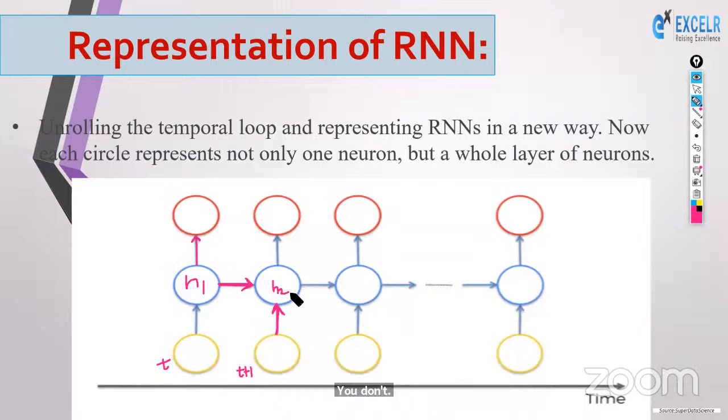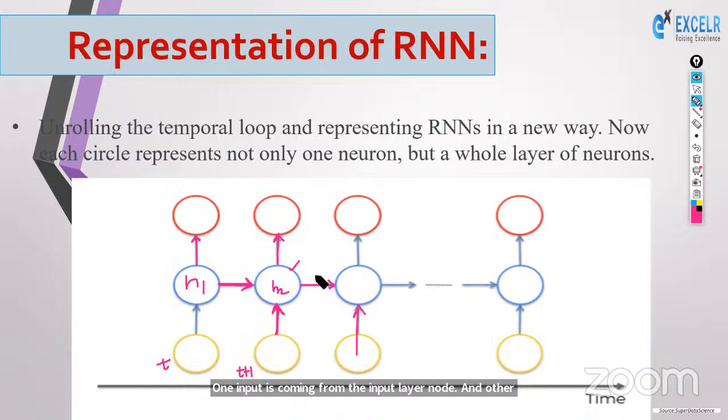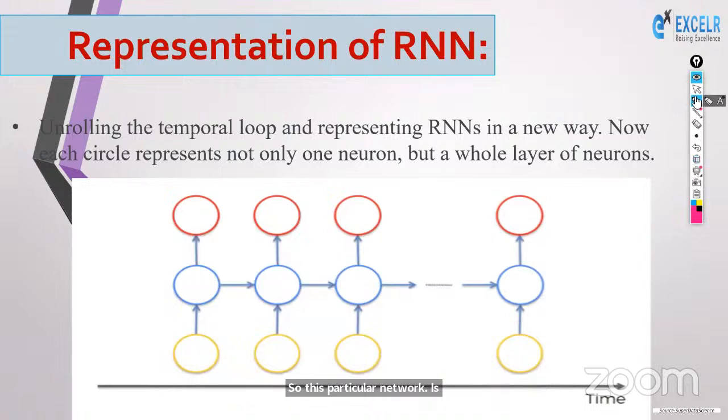Okay. This is one thing. Now, whatever calculation H2 performs, in the same manner, the output is fed to the output node at this t plus 1 time instance, as well as to the next hidden layer node. So in that way, subsequent hidden layer nodes will have two input connections. One input is coming from the input layer node. Another input is coming from the previous hidden layer node. So this particular network is what we call an RNN.